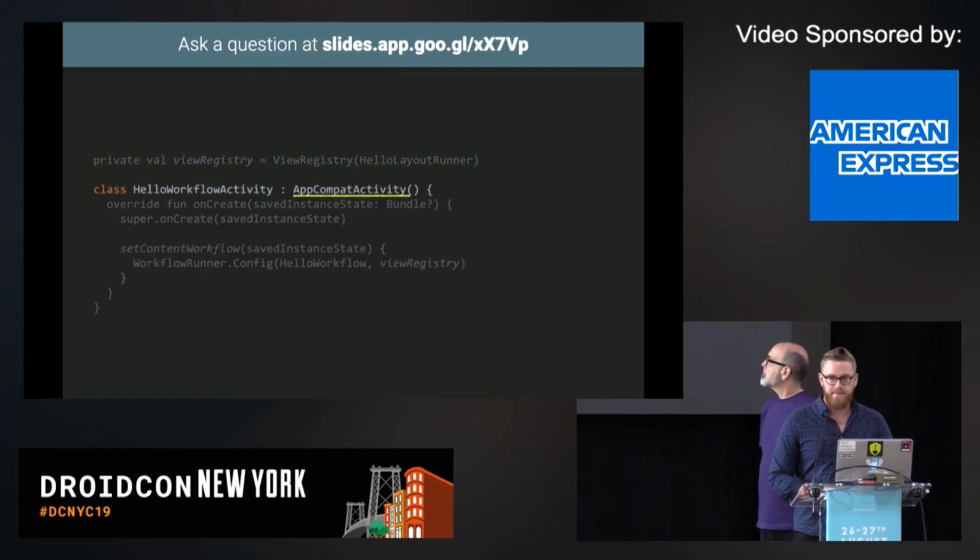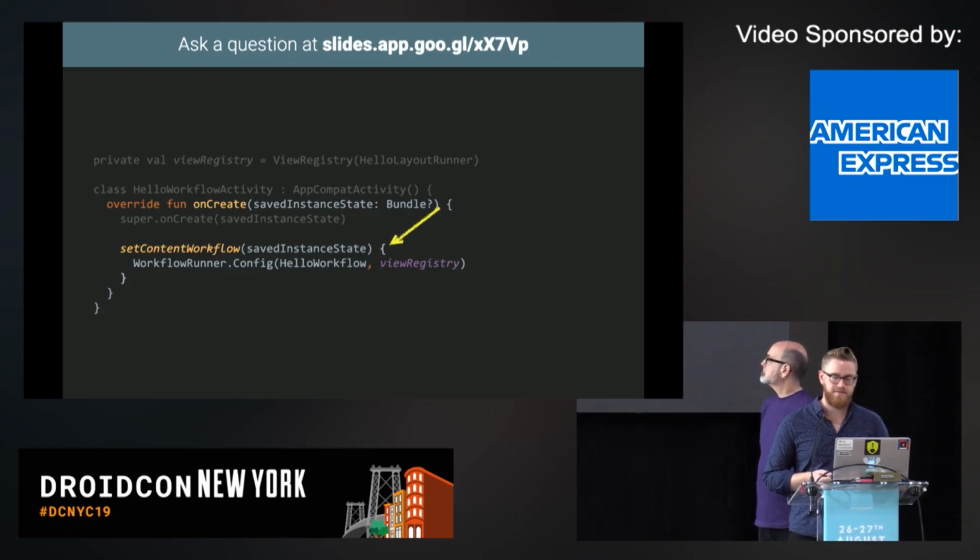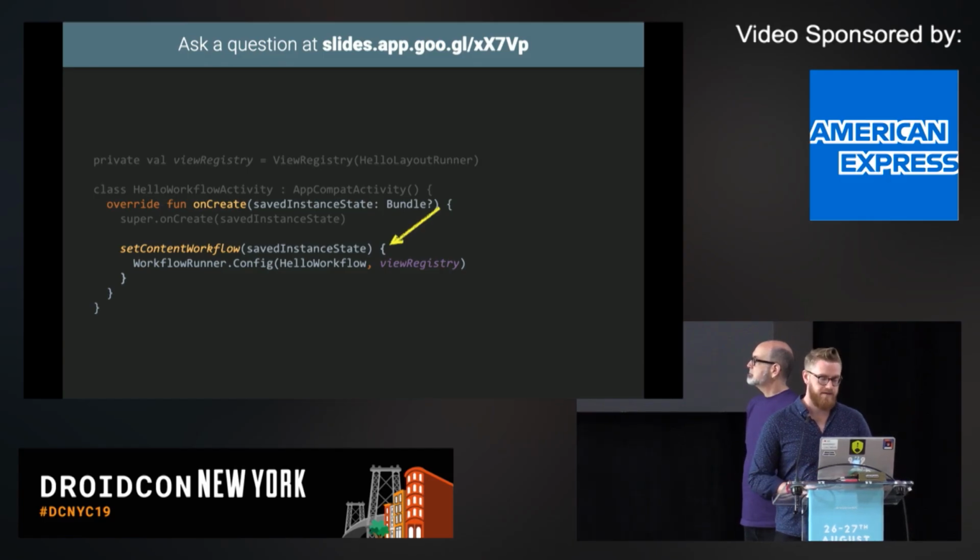So our activity just implements whatever activity you want, really. There's no special workflow activity type. We override onCreate, and instead of setContentView, we call setContentWorkflow. This takes a Lambda that returns a config, and the reason it takes a Lambda is because we call this on every activity creation, but we only need to actually set up the workflow the first time, because we use a Jetpack view model behind the scenes to maintain state. And the config just associates the actual root workflow with the view registry.